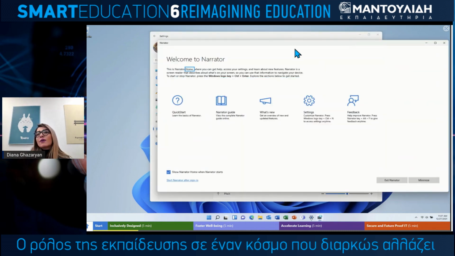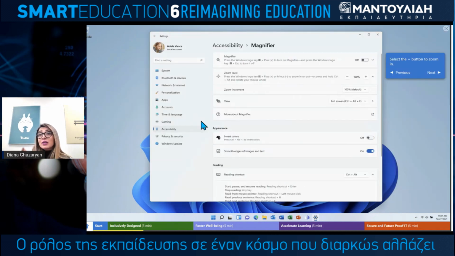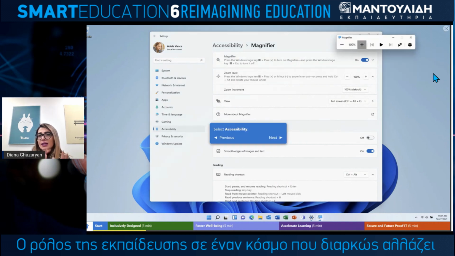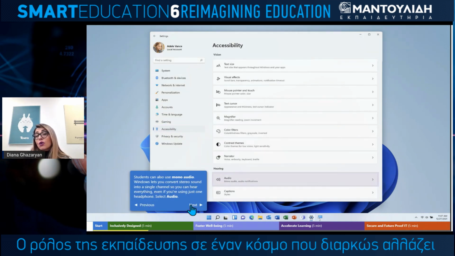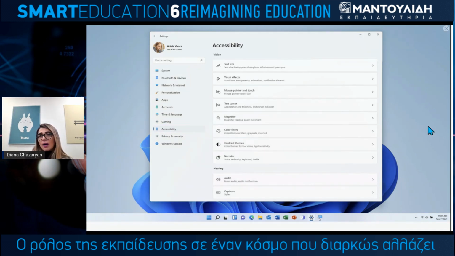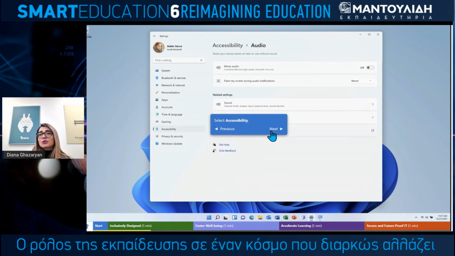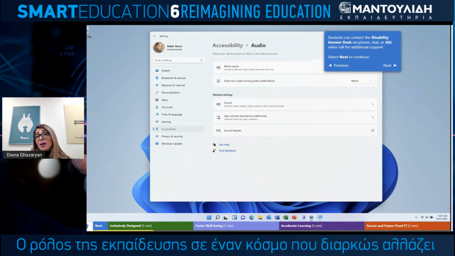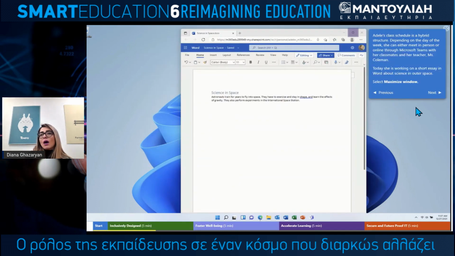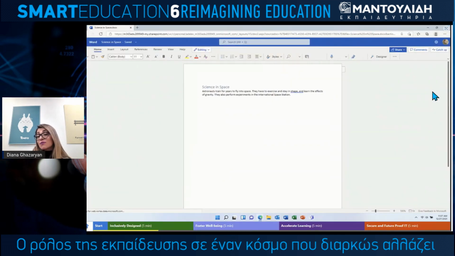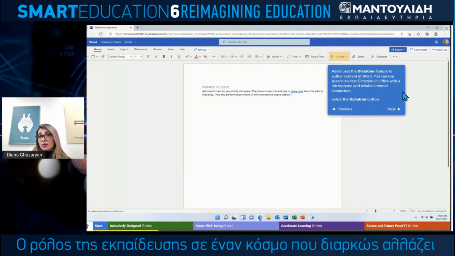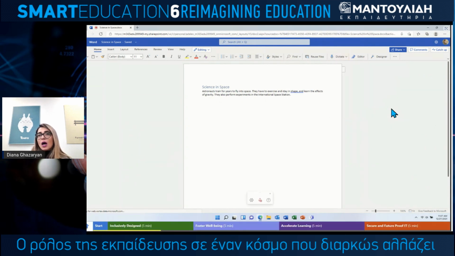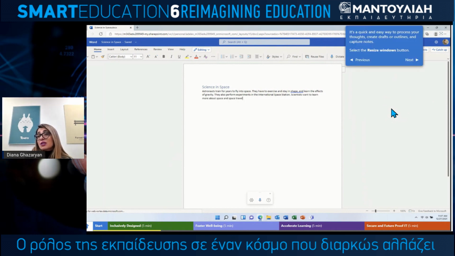The narrator is there if you have any issues with visibility. We also have the magnifier, to increase a specific part of the document or screen that helps you. For audio, for people with hearing impairment, you put it on mono, which gives you an opportunity to really dive into the hearing piece, and there is also dictation. There is also access to the Disability Answer Desk if there is any question about a specific feature in Microsoft products.